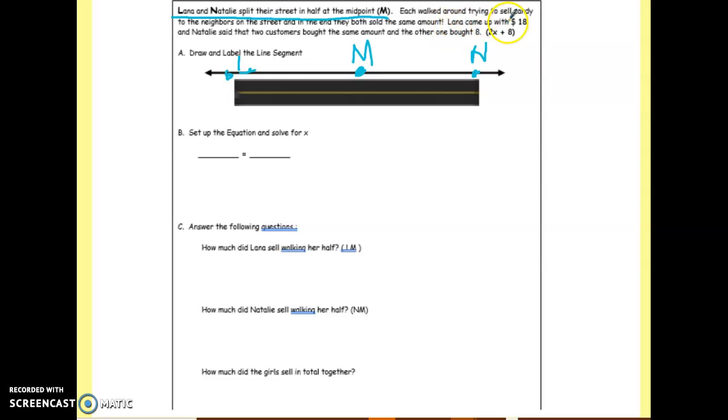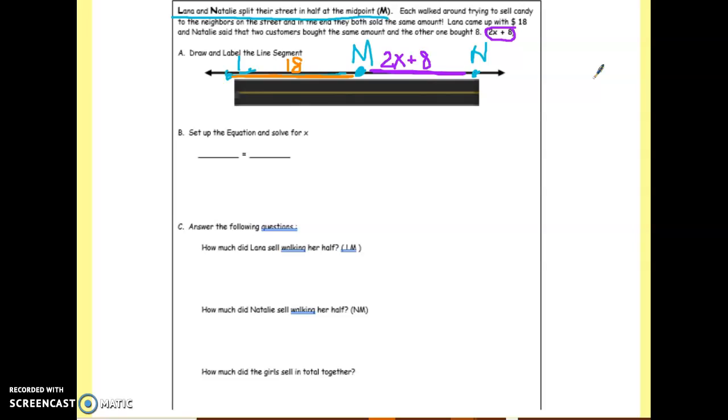Lana came up with $18. So Lana, here's her side of the street. She's selling to these people from the middle to her side of the street, and she said she came up with total sales of 18. Natalie said that the two customers on her side of the street bought the same amount, and the other one bought 8. So the expression 2x plus 8 represents the amount of candy and income that she sold.